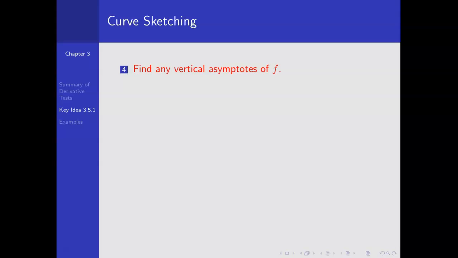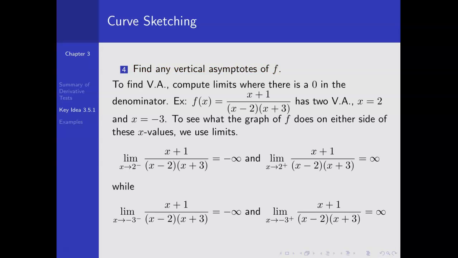Then we also want to know about any vertical asymptotes of the function. For that, we are going to compute limits where there's a 0 in the denominator. So for example, if we look at f of x equal x plus 1 over the quantity x minus 2 times the quantity x plus 3, that's going to have two vertical asymptotes, one at x equal 2, because that would make x minus 2 in the denominator 0, and one at x equal negative 3, because that would make x plus 3 0 in the denominator.